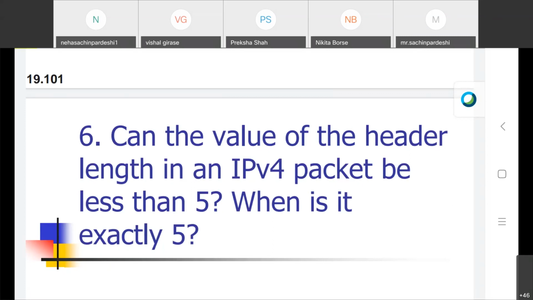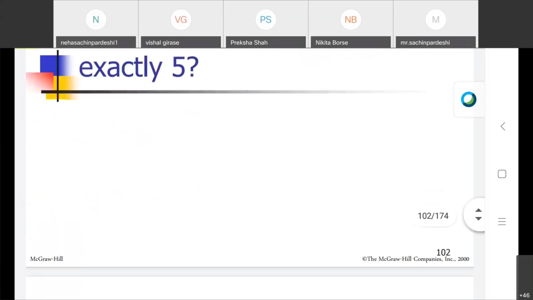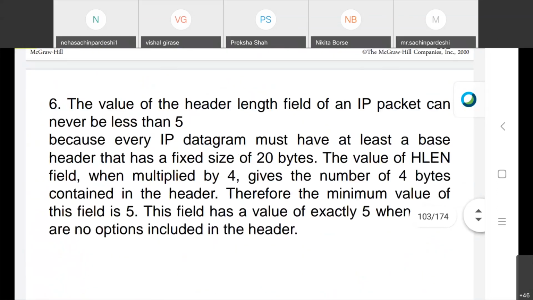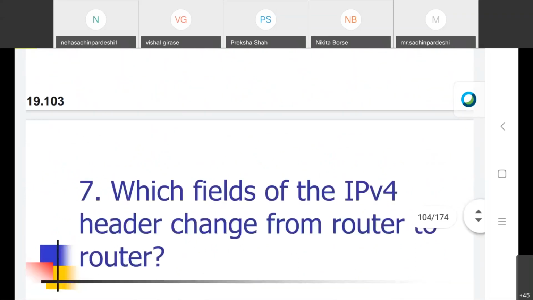And when is it exactly 5? When the header size is 20. If the option is available, as we have seen in the IPv4 datagram, the header size varies between 20 to 60. If the option field is not available, at that time the value is exactly 20. Okay, so here is the solution. Next problem.